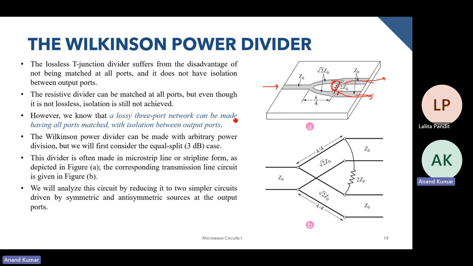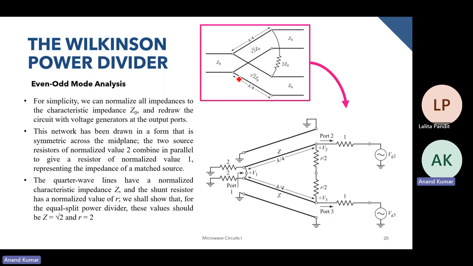So we started with the even odd analysis in the previous class. For even odd analysis, this is the equivalent circuit of our Wilkinson power divider. And you can see we have Z naught impedance at port 1, similarly Z naught impedance at port 2 and Z naught impedance at port 3. And we have lambda by 4 quarter wave transformer over here. We will show that if this is some Z, this turns out to be root 2 Z naught, and if this is some R, this turns out to be 2 Z naught. So we will show this by using the even odd mode analysis.